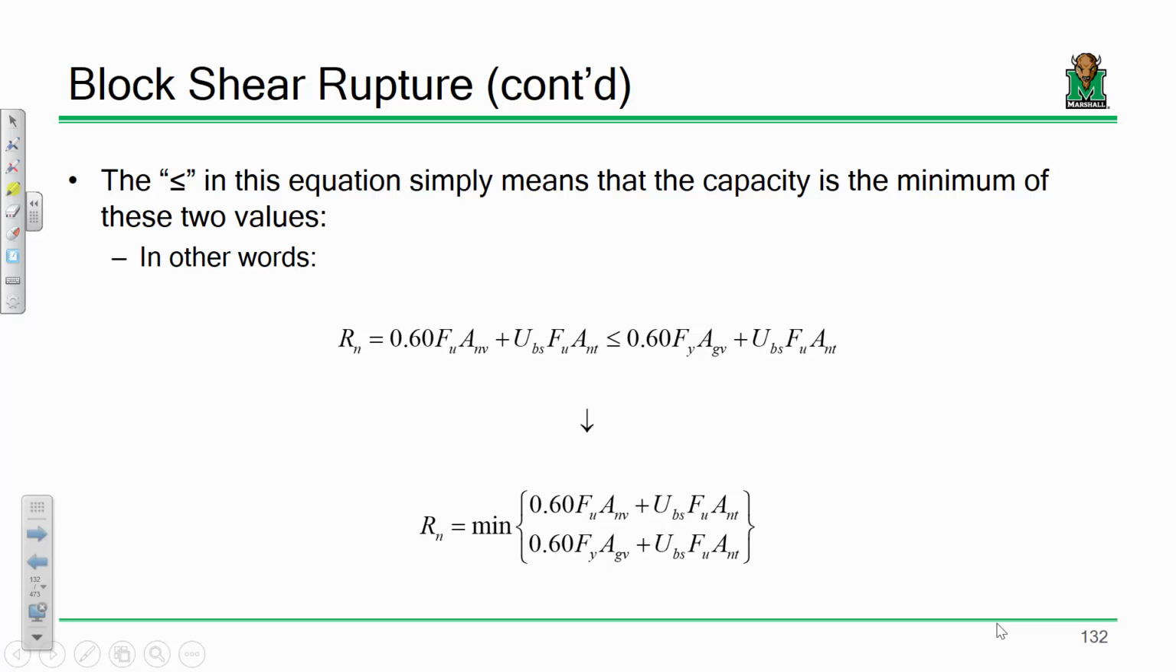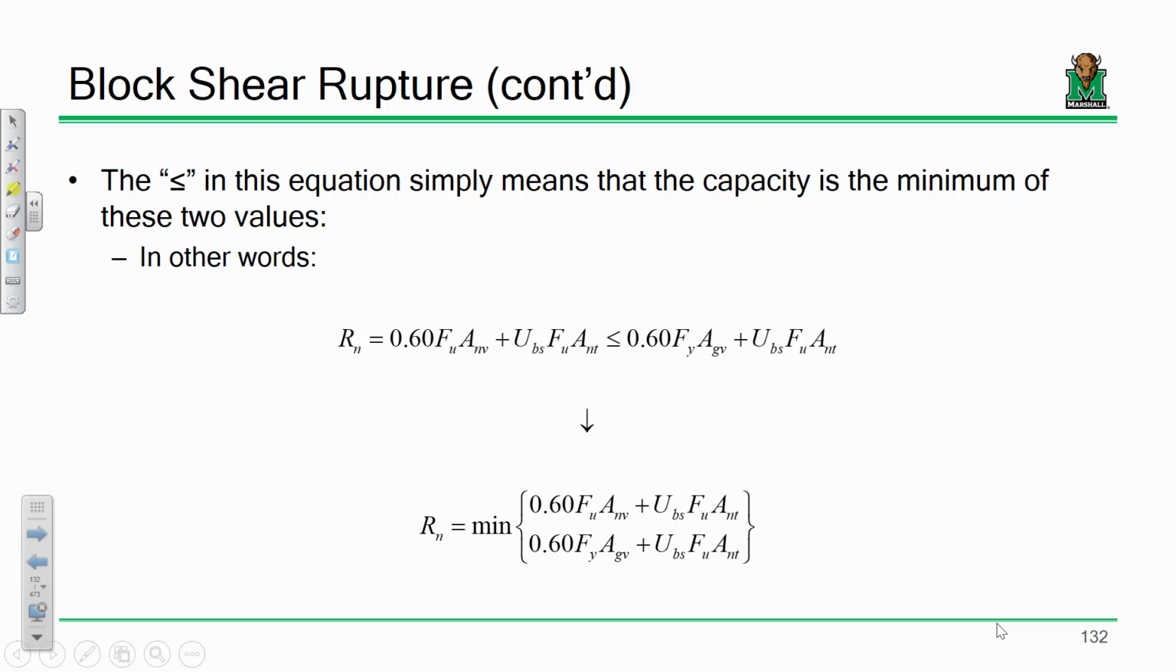Now, what probably does look a little weird is what is going on here. You've got Rn equals this pile of junk, less than or equal to another pile of junk. That is just the specification's way of saying that it is the minimum of those two expressions. Whenever you have that in the spec, and we will have a number of instances where that pops up, whenever you see an equation equals a quantity less than or equal to another quantity, that's the spec's way of saying it's the minimum of those two expressions.